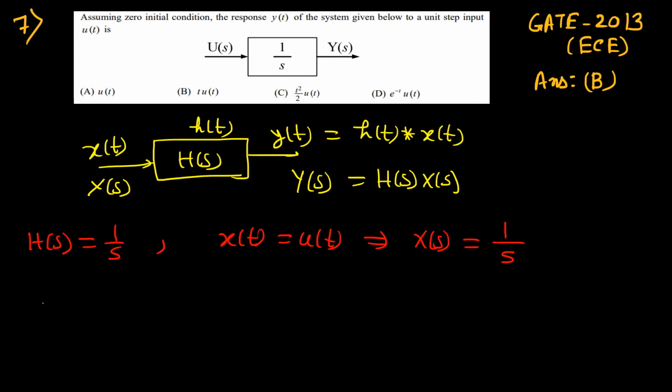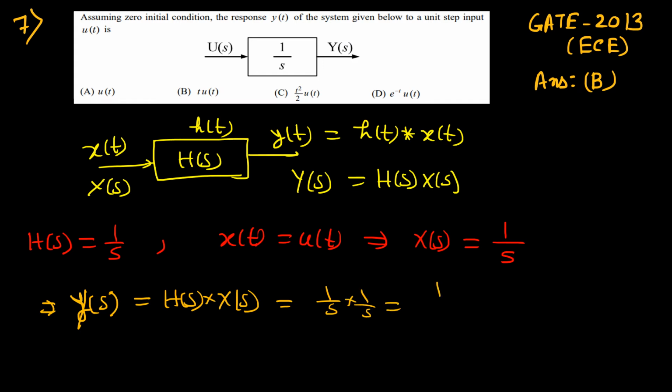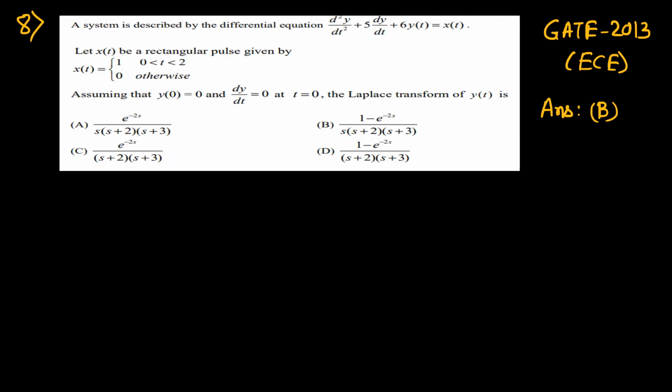thus capital X(s) equals 1 upon s again, because that we have seen. So what is your Y(s)? Capital Y(s) is H(s) times X(s). H(s) is 1 upon s. This is also 1 upon s. So this is 1 upon s square. So now we'll need to take the inverse. So y(t), that we have seen, the ramp signal has Laplace transform of 1 upon s squared. So it is t u(t). Okay, so answer is B. Correct? Next.